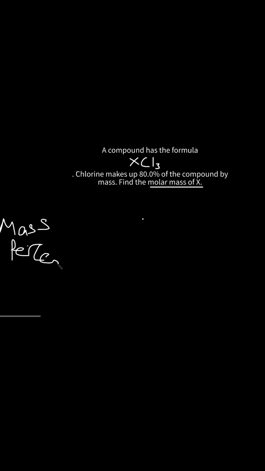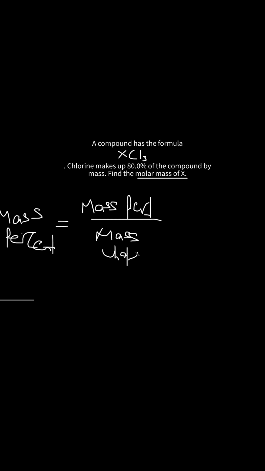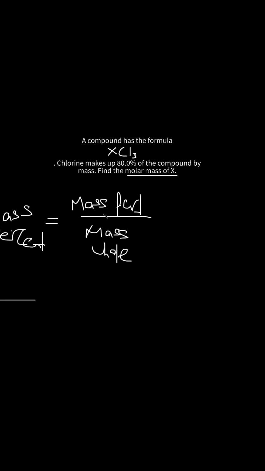What is mass percent equal to? Well, it's equal to the mass of the part divided by the mass of the whole thing. All right. So what this "chlorine makes up 80% of the compound by mass" means is that if I take the mass of all my chlorines in my compound and I divide it by the mass of the entire compound, this entire thing right over here, well then I'm going to find out that chlorine makes up 80% of the mass, right? 80% of the total mass.